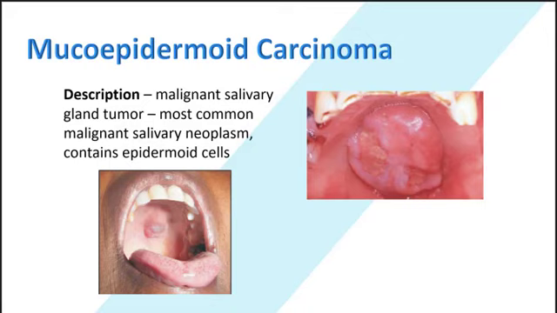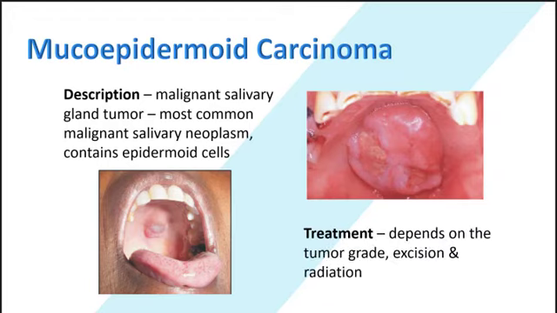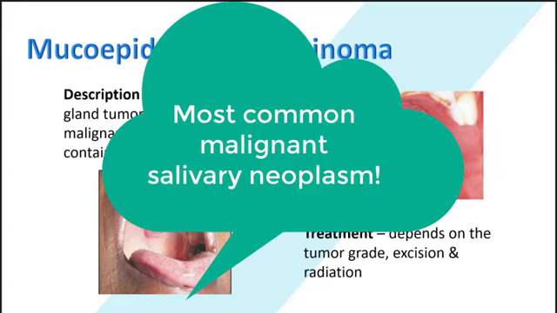Mucoepidermoid carcinoma is the most common malignant salivary neoplasm. And it features epidermoid cells, so hence where it gets its name, right? These have a better survival rate than adenoid cystic carcinoma, but treatment is really going to depend upon the tumor grade. So surgical excision, as you have figured out, is pretty standard with neoplasms when they're accessible. And for mucoepidermoid carcinoma, radiation therapy may be necessary for those higher grade tumors. What you want to remember on this one is that it is the most common malignant salivary neoplasm.